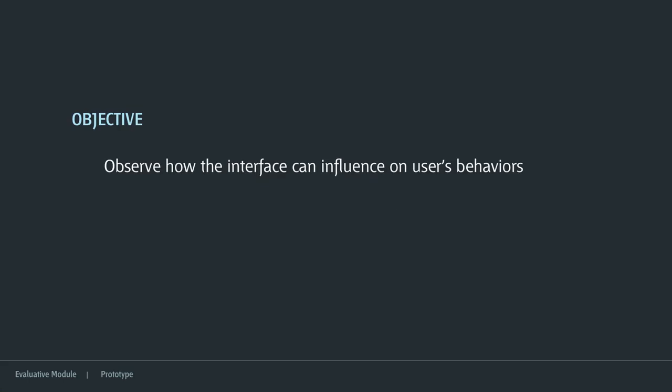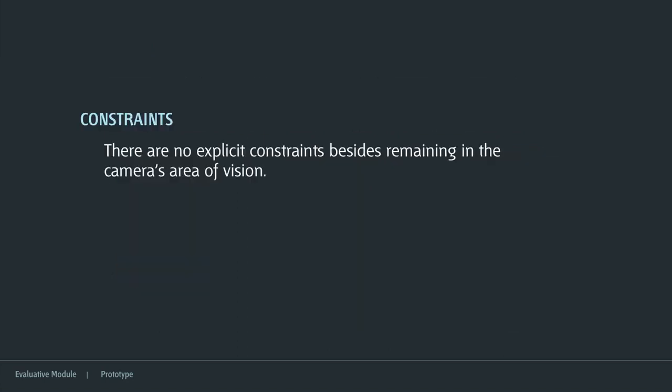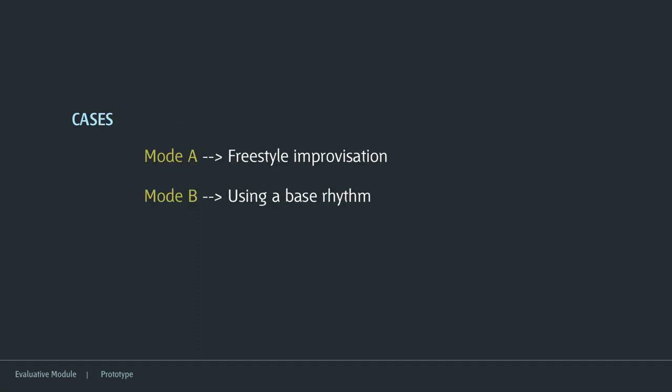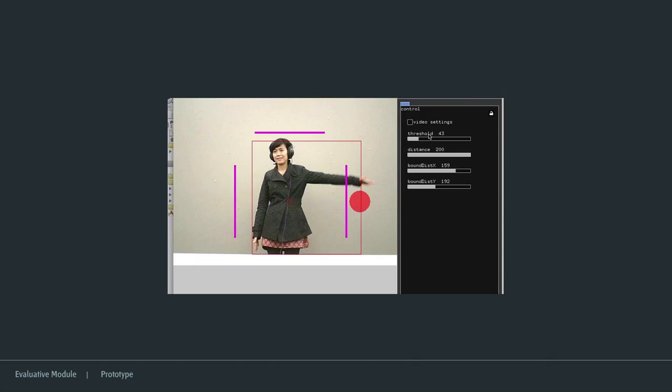But I did a prototype, which was kind of an extension of my previous one. The objective was to see how the interface could influence behavior. A little description: if you do this, you play a sound, you do this, another sound, and the third sound like this. No explicit constraints, but this time I created two modes. The first one is freestyle improvisation, and the second one is using a bass rhythm, and I wanted to see how having a rhythm in the background would influence your behavior. Well, let's get to the video.